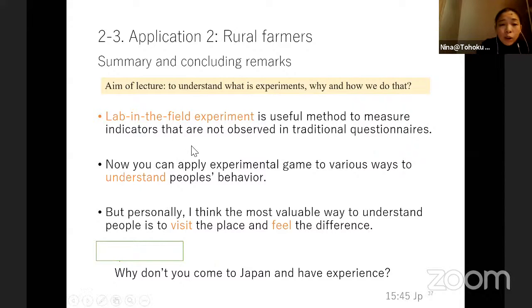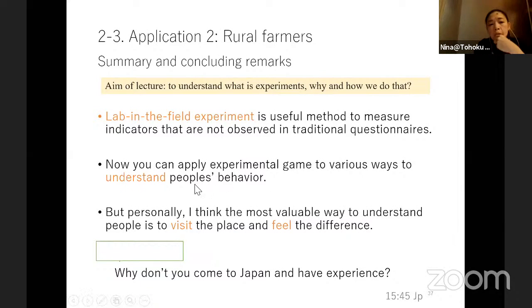And so I hope now you can understand some game framework. And if you want, you can apply this experimental game in various ways for your own research in the future. And if you do this kind of experimental game, you can understand some aspects of human behavior. So this is almost the end of my talk.